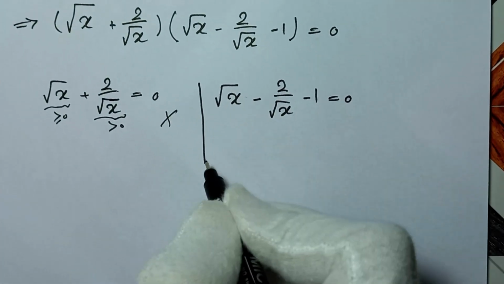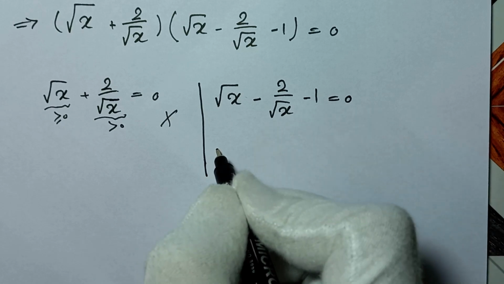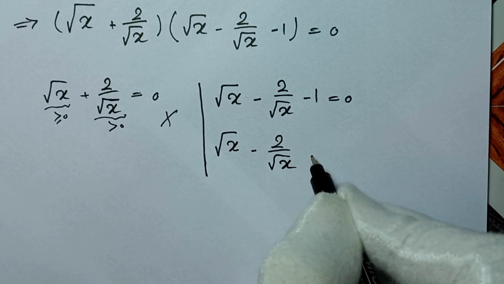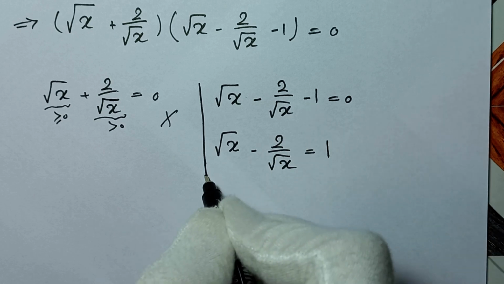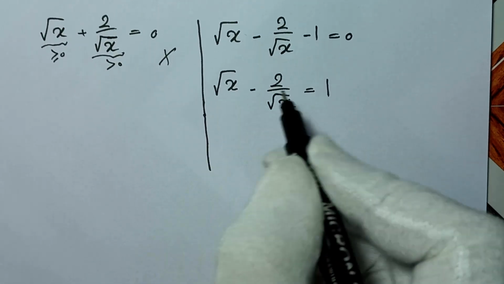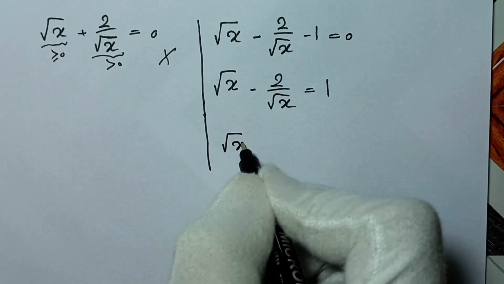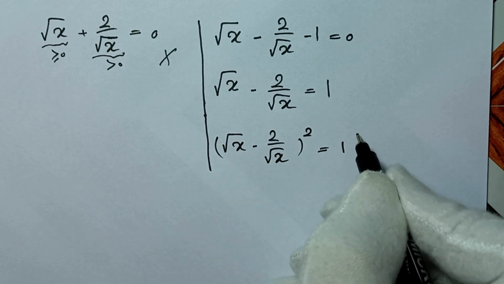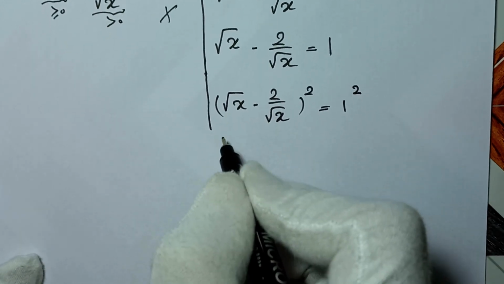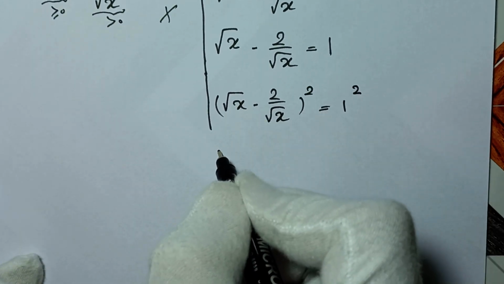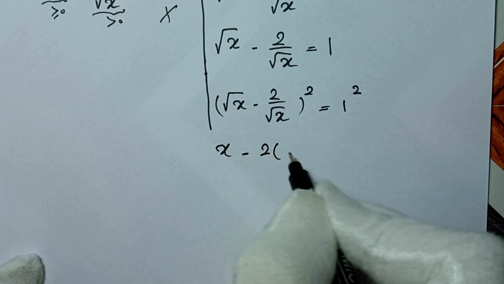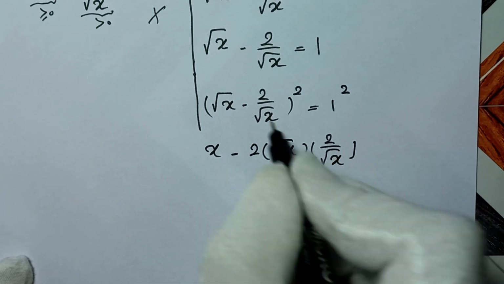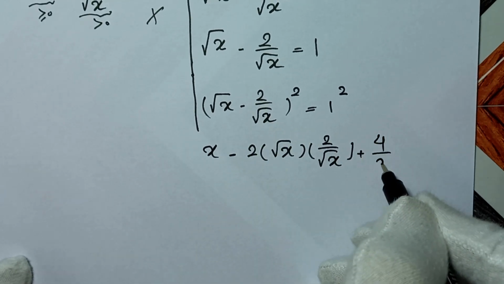But in here, we take this negative 1 to this side and it will be square root of x minus 2 over square root of x is equal to 1. And in the next step, we square both sides of the equation, so it will be square root of x minus 2 over square root of x to the power of 2 is equal to 1 to the power of 2. And it will be square root of x to the power of 2, which is x, and minus 2 times square root of x and times this 2 over square root of x, and this to the power of 2 will be 4 over x, right?